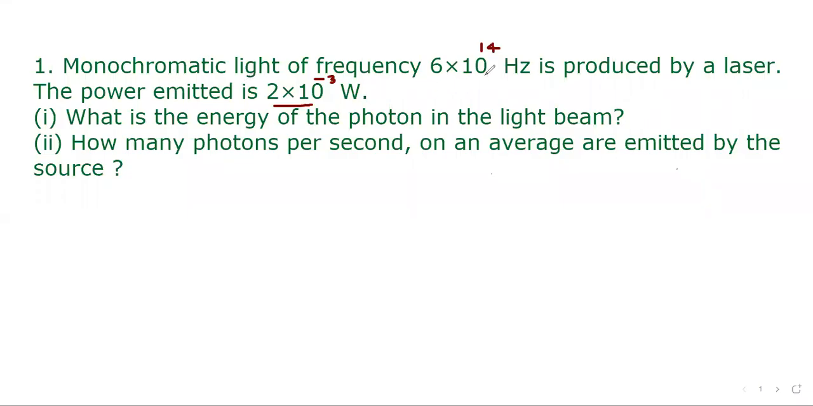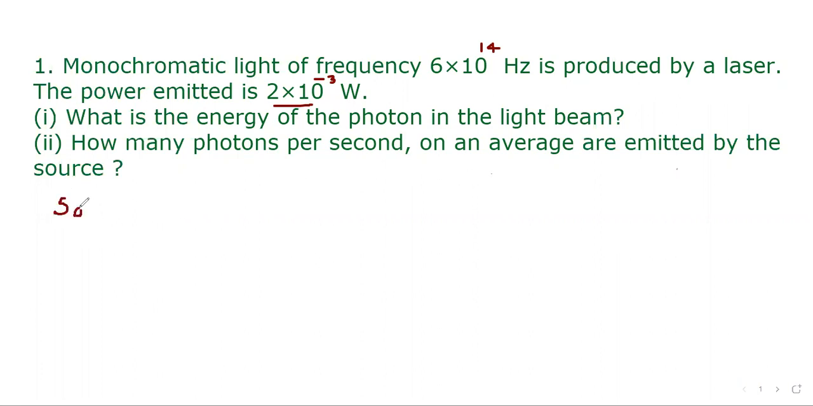Monochromatic light of frequency 6 × 10^14 Hz is produced by a laser. The power emitted is 2 × 10^-3 watt. What is the energy of the photon in the light beam, and how many photons per second on an average are emitted by the source?